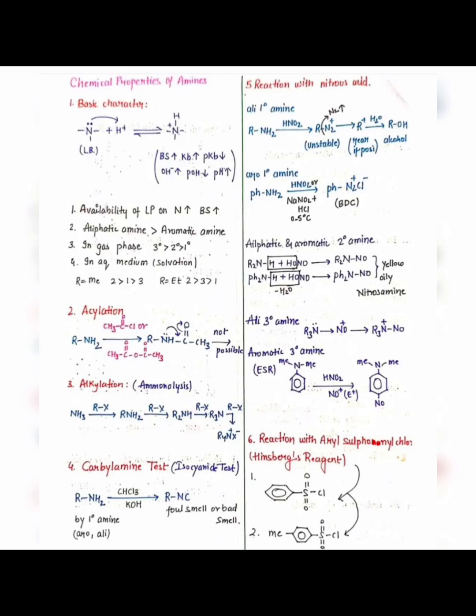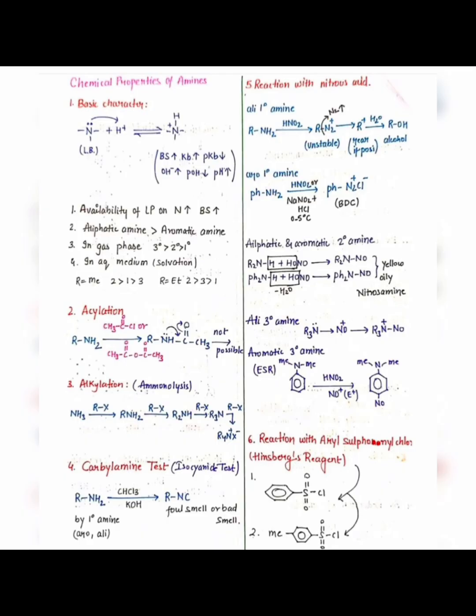Hi everyone. Today we will discuss chemical properties of amines. First chemical property is basic character of amines. When amines undergo reaction with proton, that is H+ ion, it will form ammonium salt.